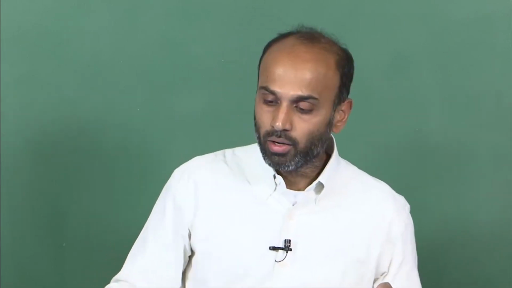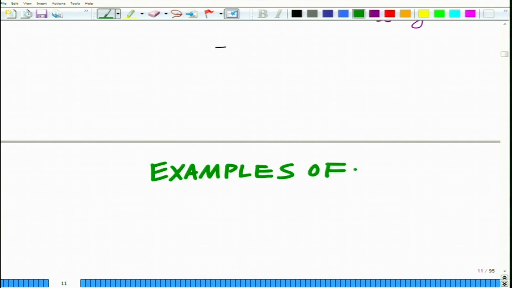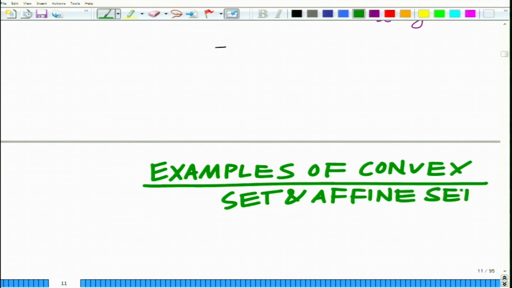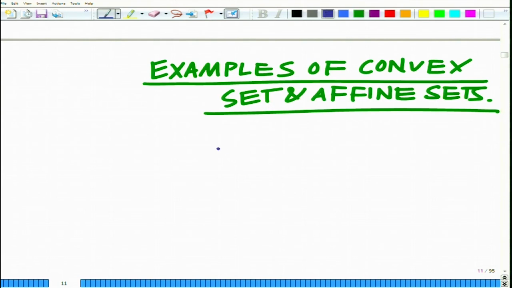Now let us look at some examples to understand this better. Examples of convex and affine sets. Let us look at some examples of convex and affine sets and consider a simple line. For a simple example, for instance, consider a simple line in 2 dimensions.